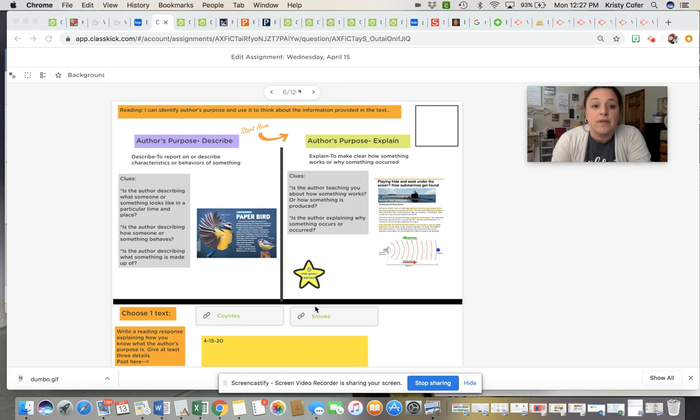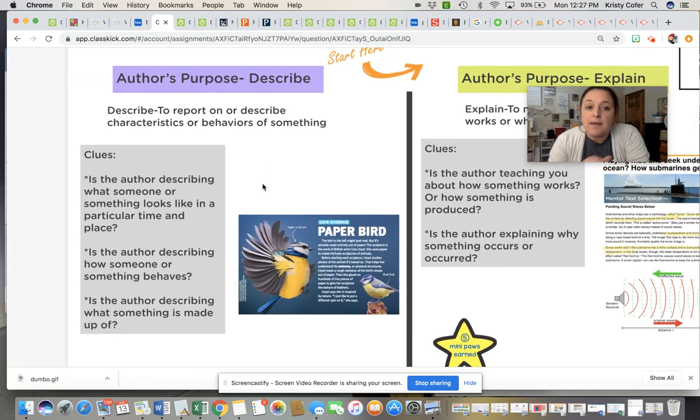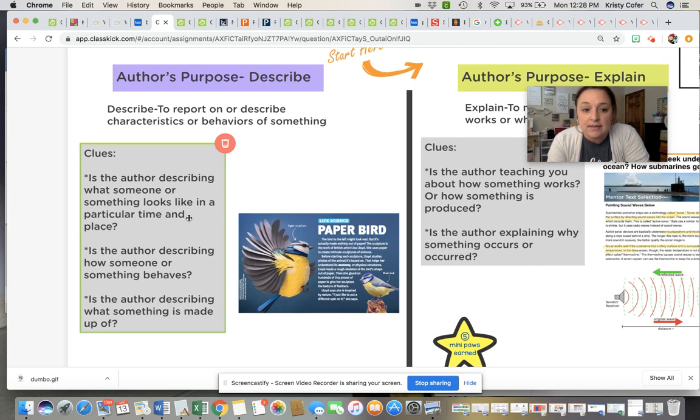Here we go. So let's look at the author's purpose of describing. Describe means to report on or describe the characteristics or the behaviors of something. So we're going to look at these clues today. Is the author describing what someone or something looks like in a particular time or place? Is the author describing how someone or something behaves? Is the author describing what something is made up of?